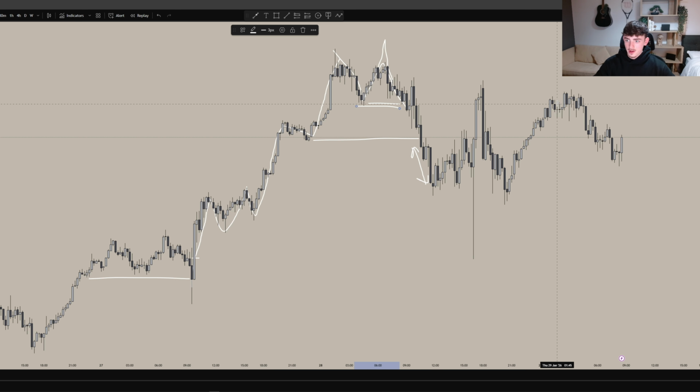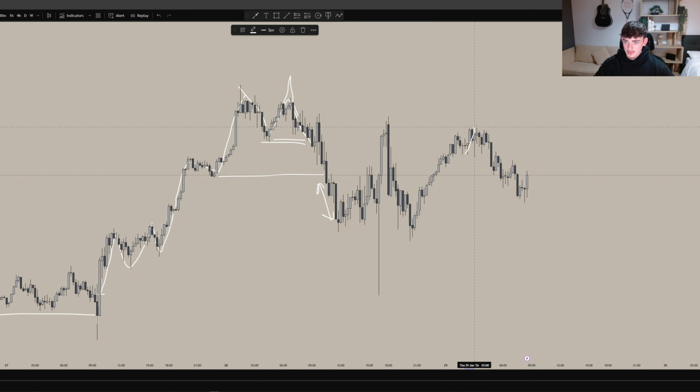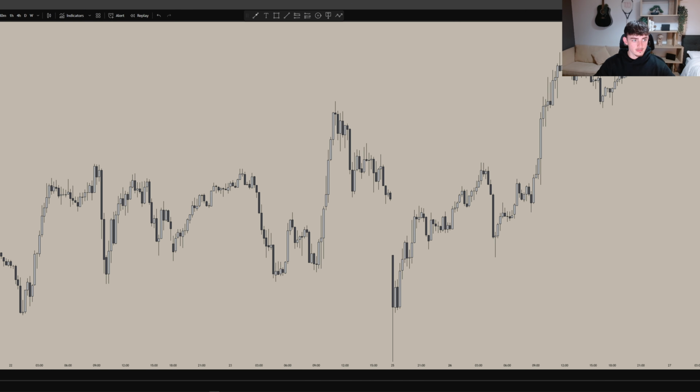Here again, another one, you can see we come up, we manipulate this high, and then we close below the low that caused the high, which is this one. And that holds very nicely to push us down. Let's see if we can find a bullish example. So here you can see consolidation. This is where you would try to avoid trading as it's not very clear.